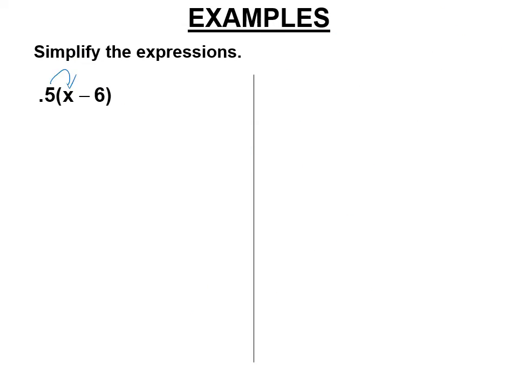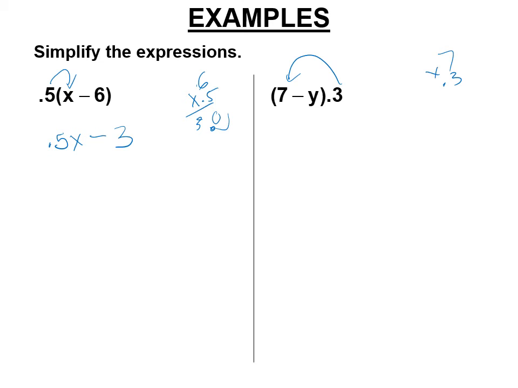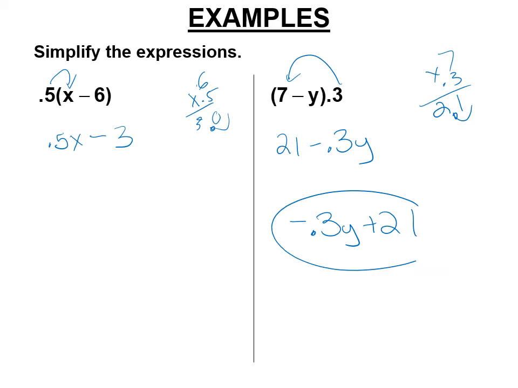We can do it with decimals. 0.5x, 0.5 times x, minus, what's 6 times 0.5? It is, well, let's not cheat. It's 5 times 6 is 30. Move the decimal point, it's 3. So it's 0.5x minus 3, or 5/10 x minus 3. 3/10 times 7 is 2.1 minus 3/10 times y, or minus 0.3y. Let's reorder that, so it's -0.3y plus 2.1.